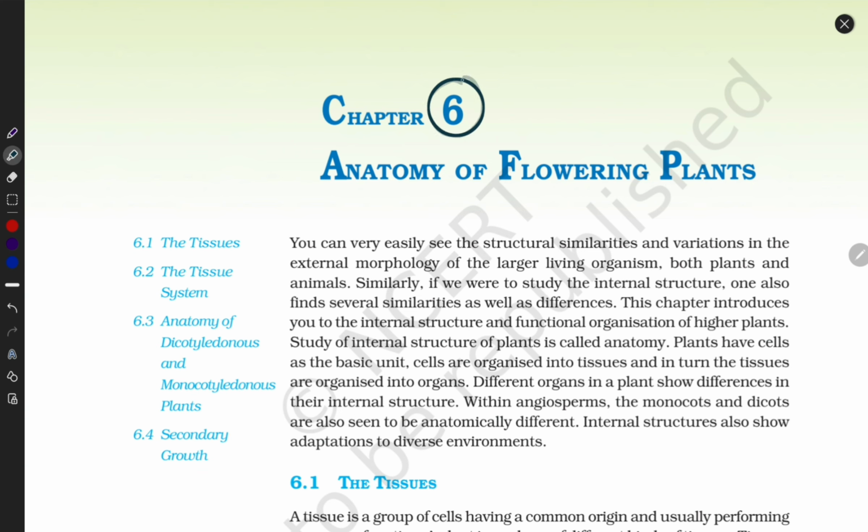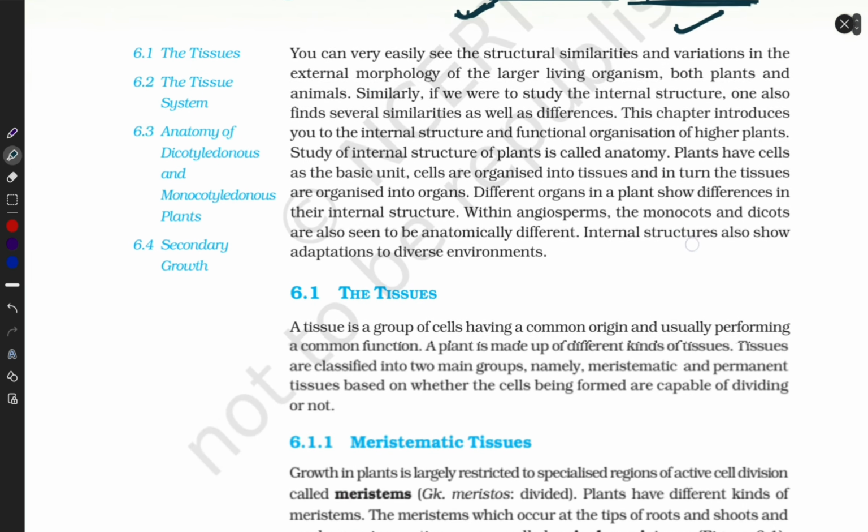Chapter 6. The name is Anatomy of Flowering Plant. Guys, this is nothing. Now we discuss some detailed anatomy of plants. Why do we use this term? Because we study angiosperms. They are flowering plants, na? That's why this is the heading. Don't be confused. In this chapter, we discuss plant anatomy. That's it, guys. Okay, let's start.